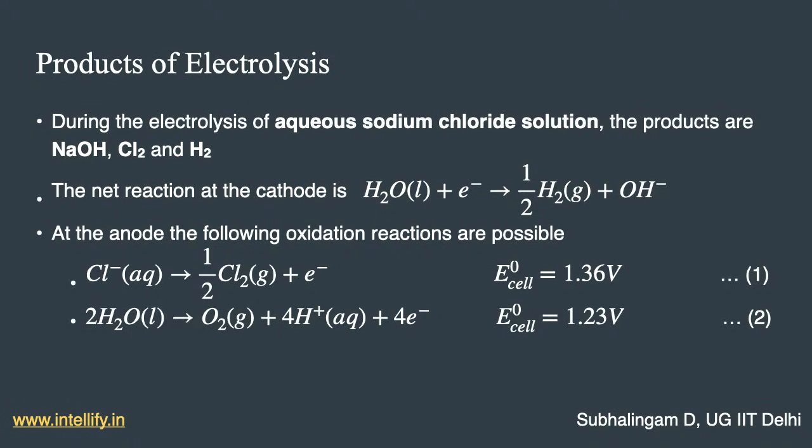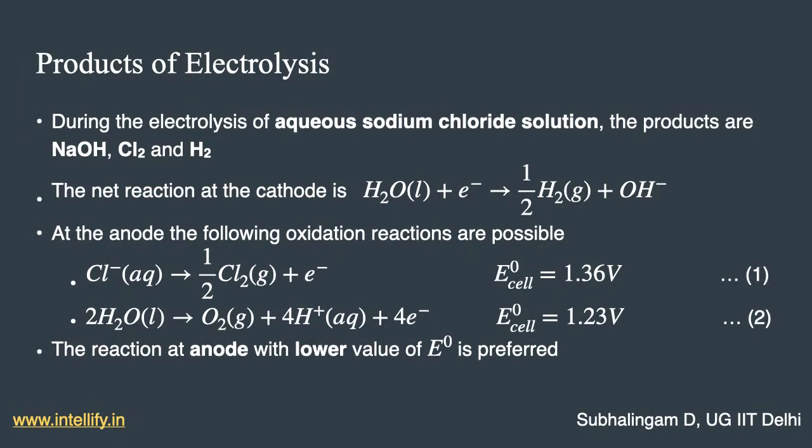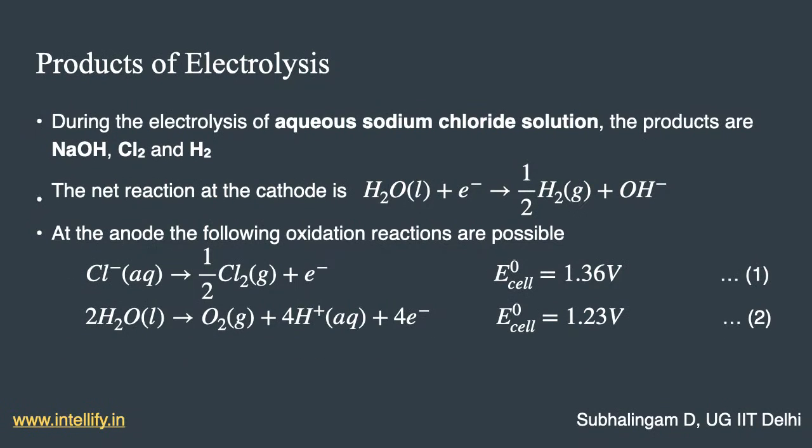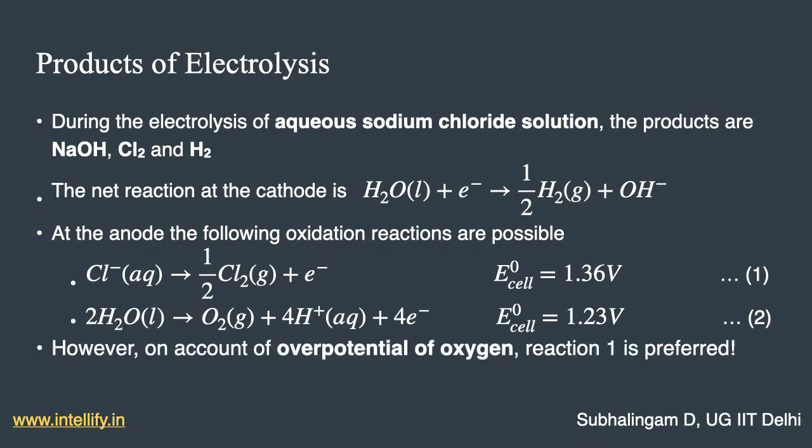One is Cl- getting converted to half Cl2 + e-, and the second one is 2H2O liquid giving O2 + 4H+ + 4e-. And the standard electrode potentials are 1.36 volt and 1.23 volts. I say 1 and 2 for the first one and second one. The reaction at the anode with lower value of E0 is preferred. So what do we expect? We expect water should get oxidized in preference to Cl- ions. But on account of overpotential of oxygen, reaction 1 is preferred.